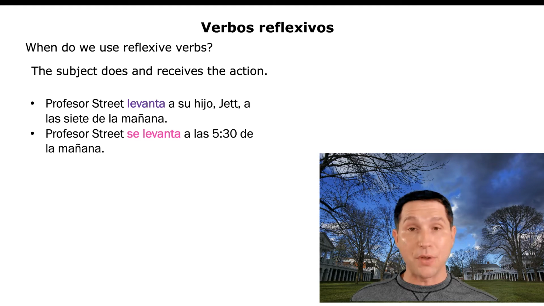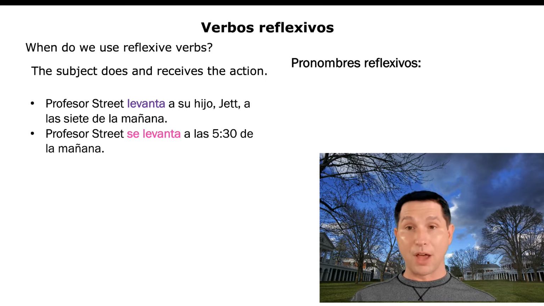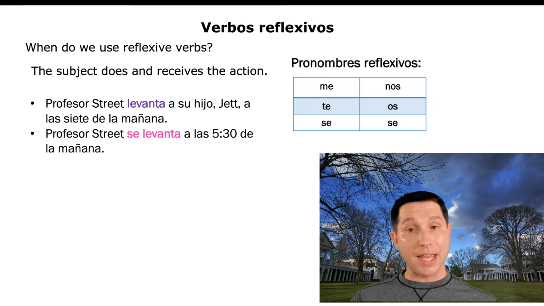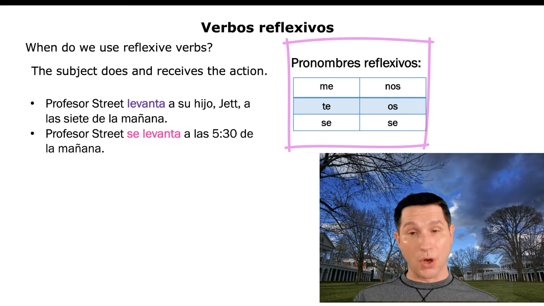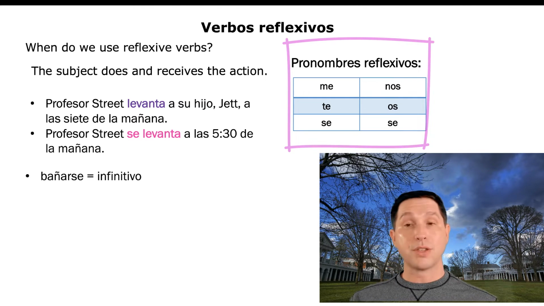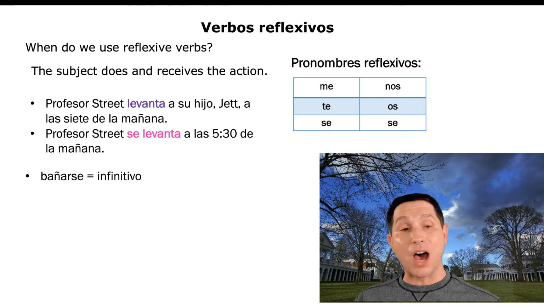So now that we know that, ¿cuáles son los pronombres reflexivos? What are the reflexive pronouns? Me, te, se. Nos, os, se. So we will see the next step is how do we conjugate reflexive verbs?